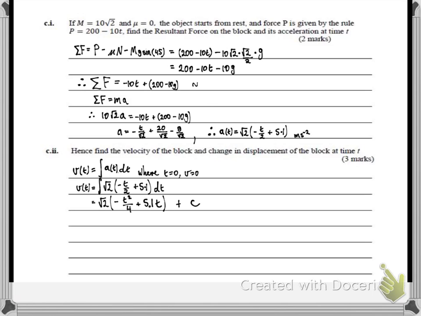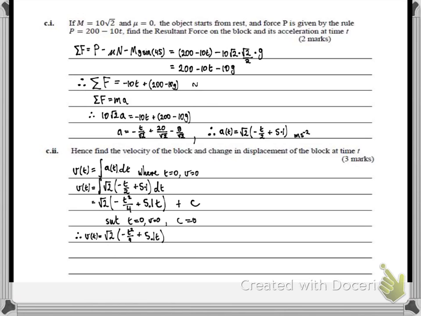Alright, so we add 1 to the power and divide by the new power. There we go, that's what we get. And don't forget the integration constant plus c. And now let's use our initial condition. When t is equal to 0, velocity is equal to 0, and that gives us c is equal to 0. So there's our velocity function.